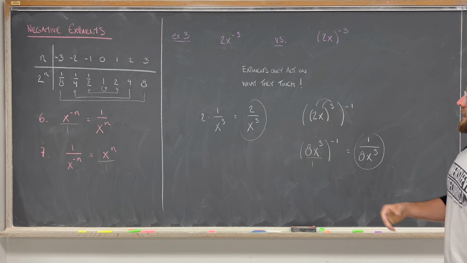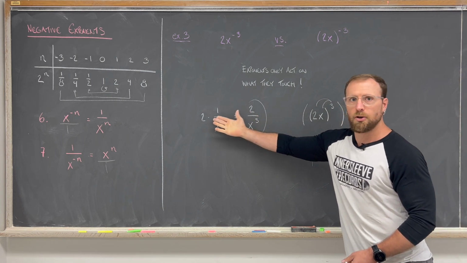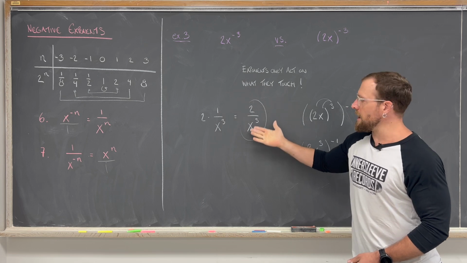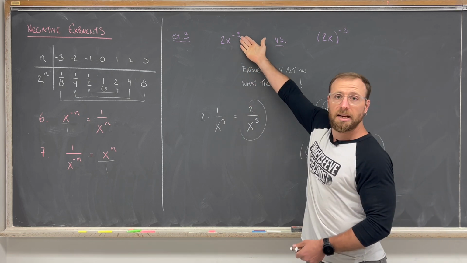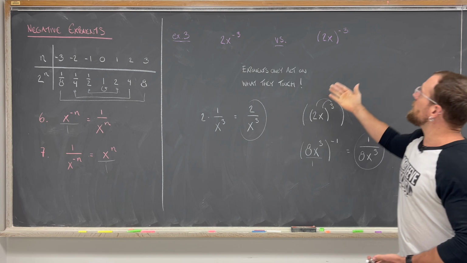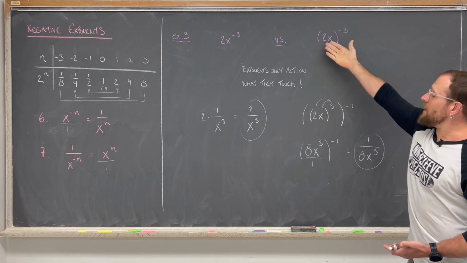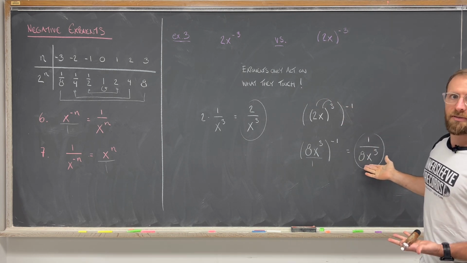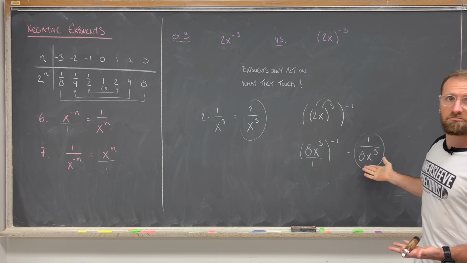Notice that here the 2 was not cubed and it was not sent to the denominator because it didn't have an exponent attached to it. Here the 2 was cubed and it was sent to the denominator because it did have an exponent attached to it.